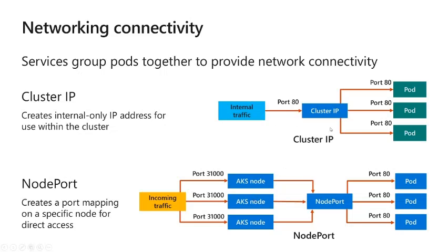So internal traffic can be handled with cluster IP and external traffic is handled by node port. So you have incoming traffic which is on the same port on the AKS nodes, and then node port distributes this within the cluster IP. A pod is a wrapper for one or more containers. All containers in the same pod share resources and networking components to facilitate easy communication as if they were on the same machine.